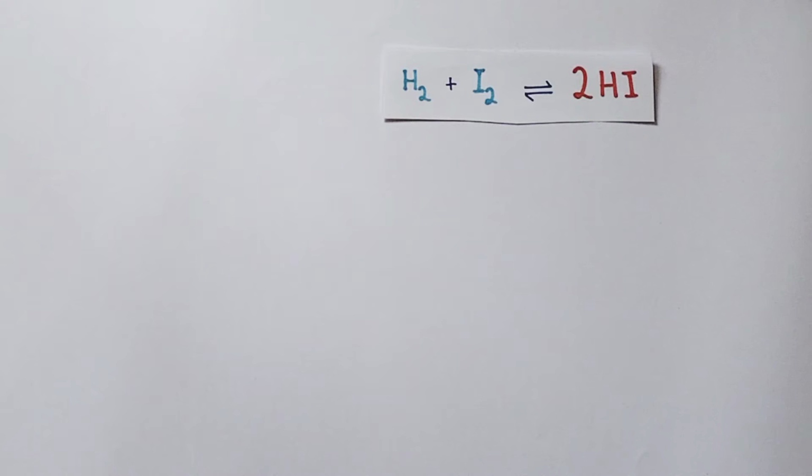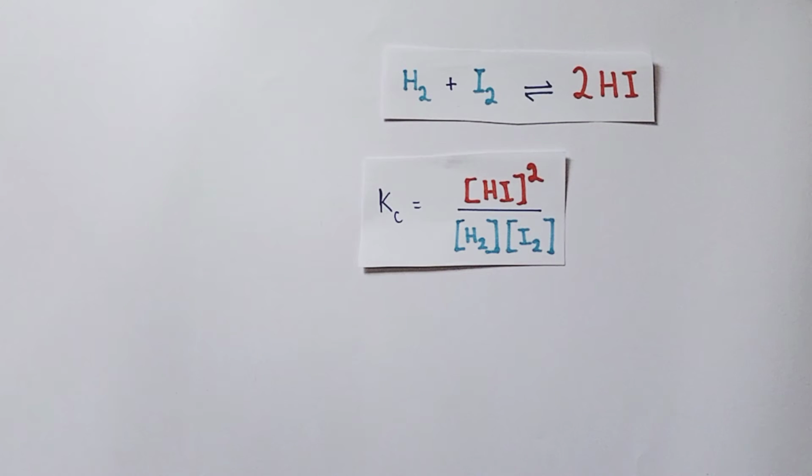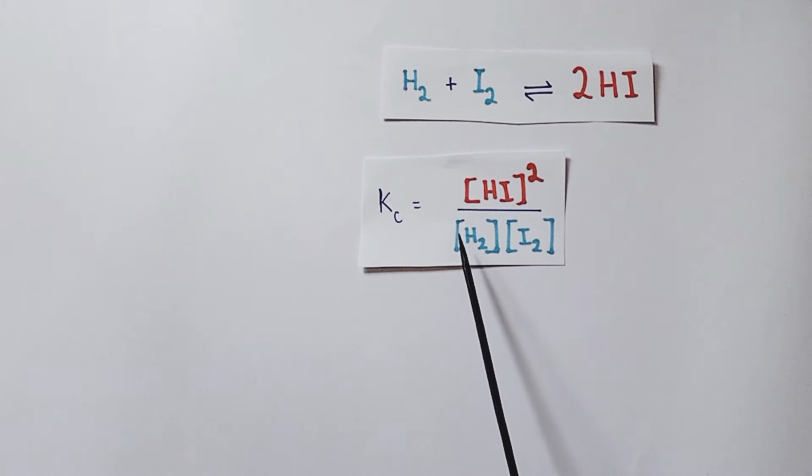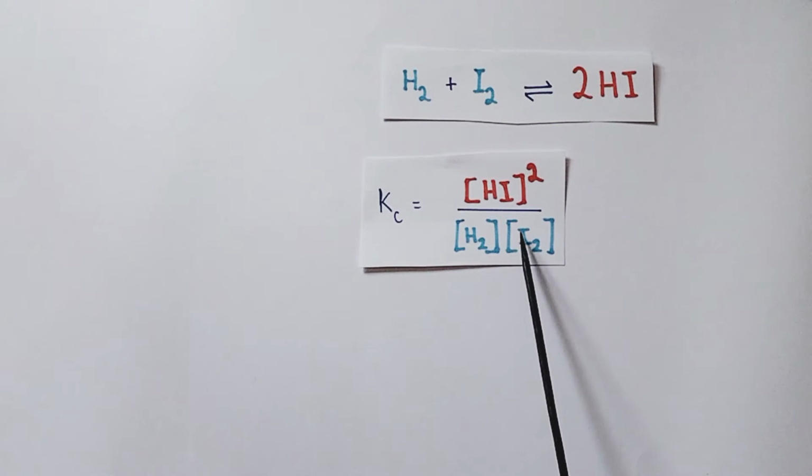On to example number 2. Take a few seconds to think about how you'd write the Kc expression for this reversible reaction. And again, hopefully, fingers crossed, you've written an expression that looks a bit like this. We've got the concentration of hydrogen iodide product raised to the power of 2 because there's a coefficient 2 in the balanced equation, divided by the concentration of hydrogen, multiplied by the concentration of iodine. There's no coefficient in front of those, so they're both just 1. And that's our second worked example.